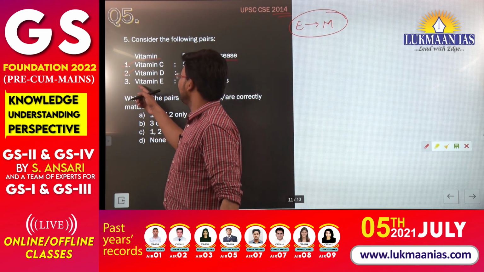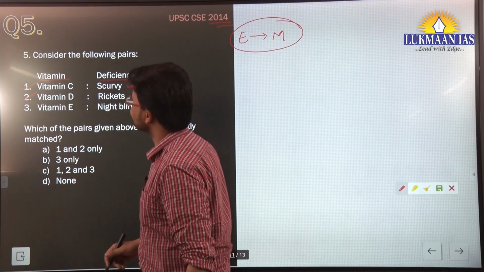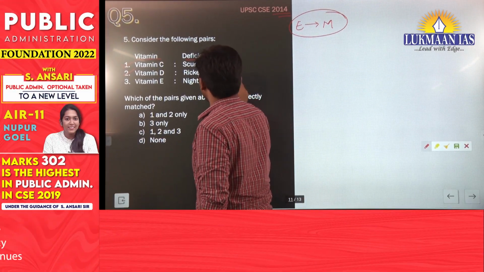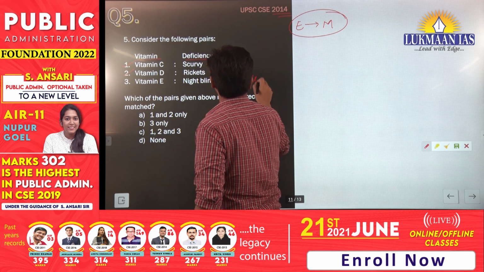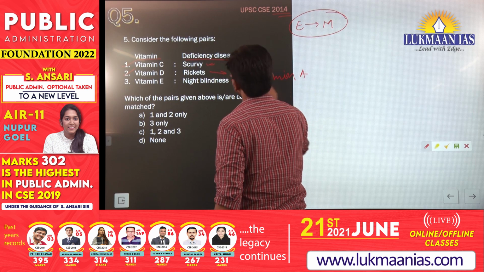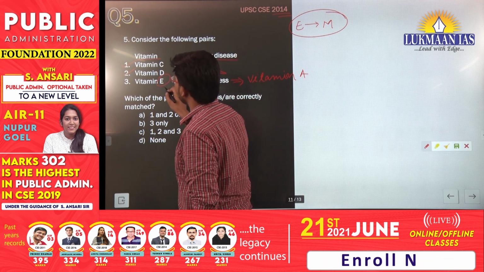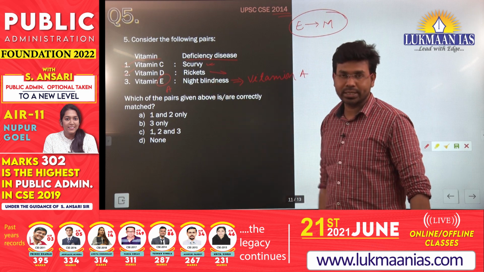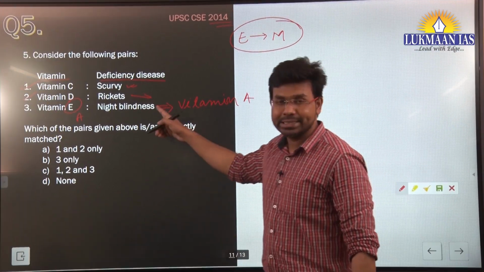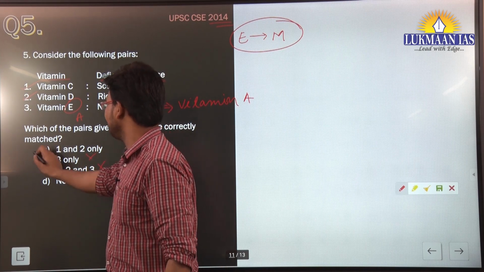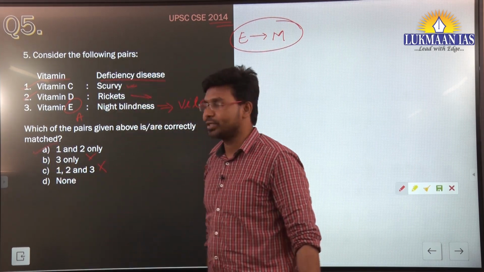When we talk about statement 3, it says vitamin E, night blindness. This is incorrect. Night blindness is associated with vitamin A, not vitamin E. So third is incorrect. You can eliminate option B, option C. Correct answer for this question is option A.